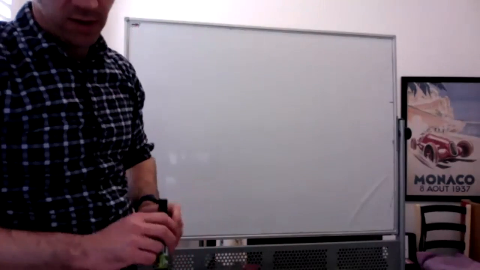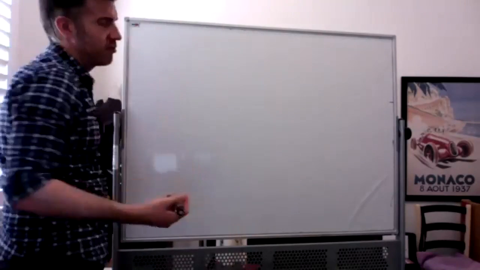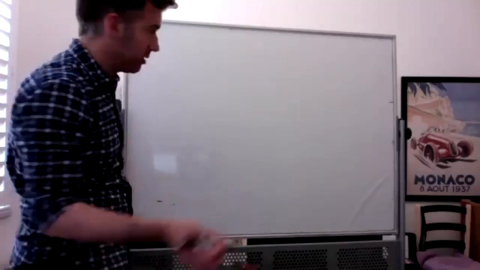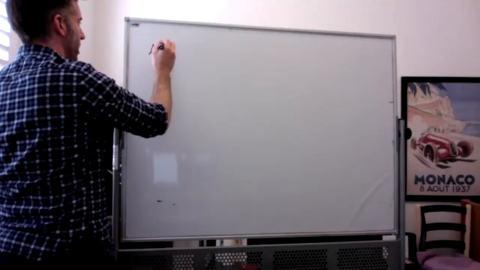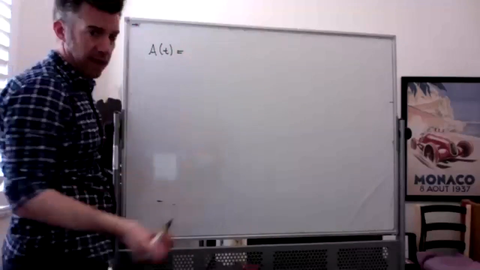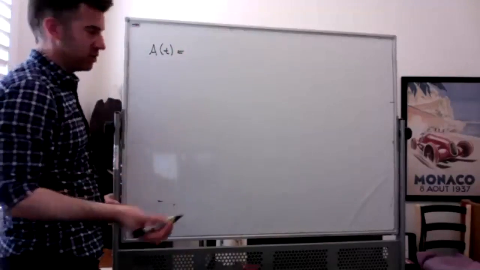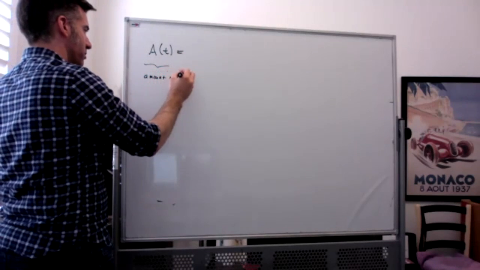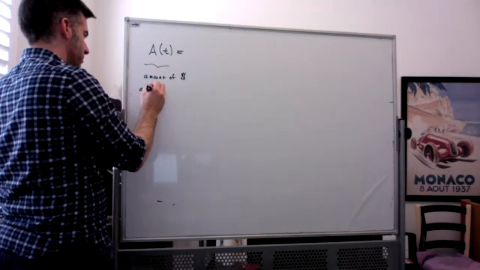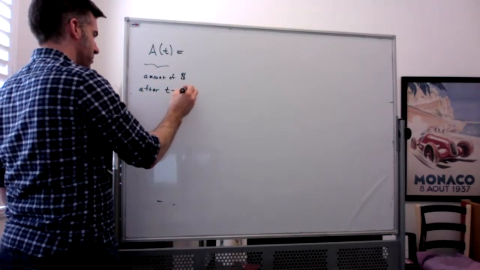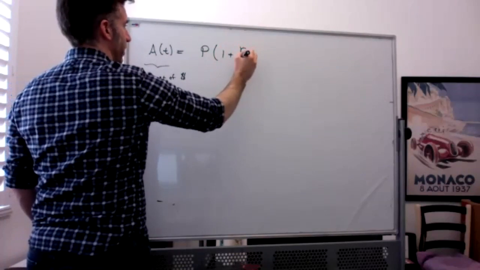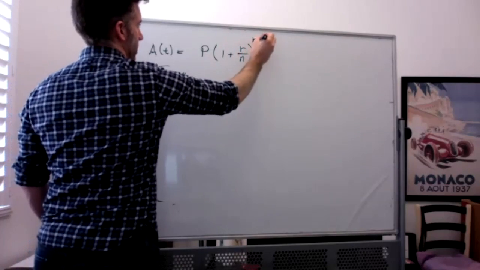All right, let's talk about compound interest for a minute. You probably want to memorize the compound interest formula, at least if it's not being given to you. The formula is A of t, where A is the amount of money after t years, and it's equal to the principal times 1 plus your interest rate divided by n, to the nt power.